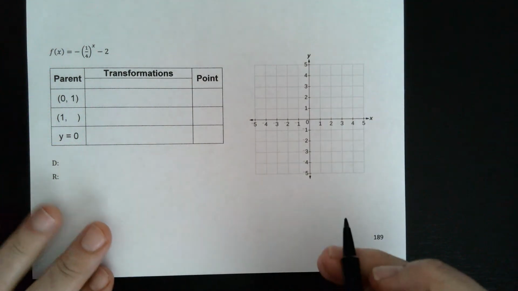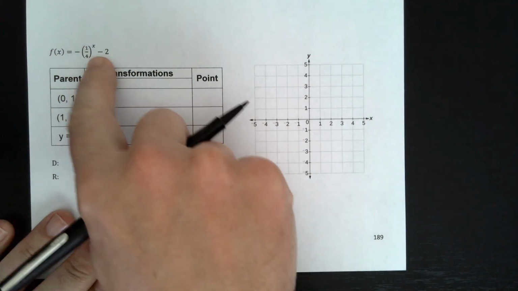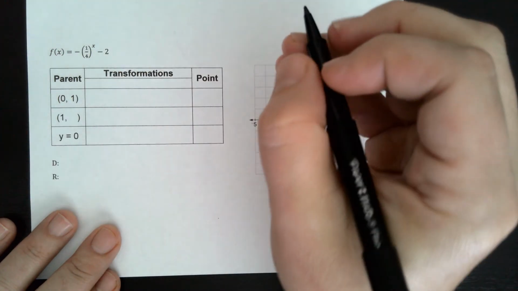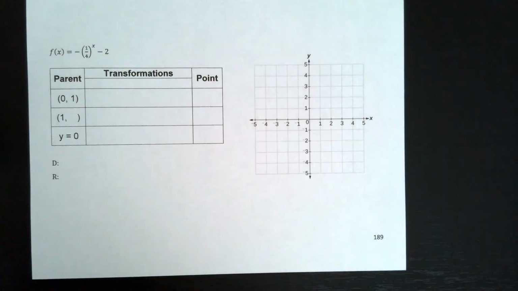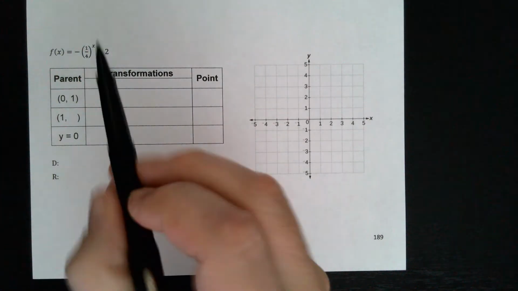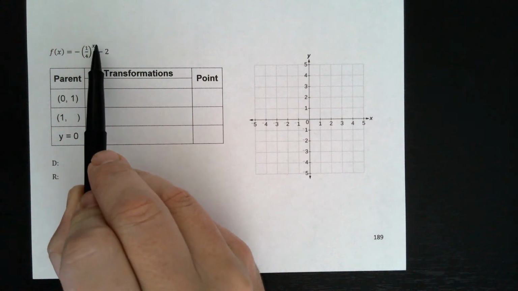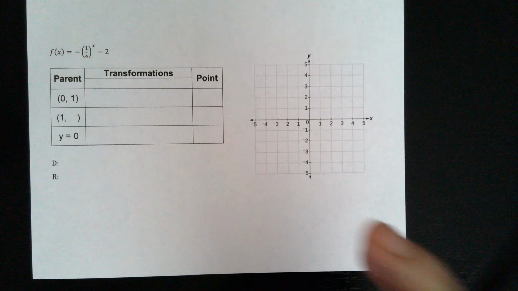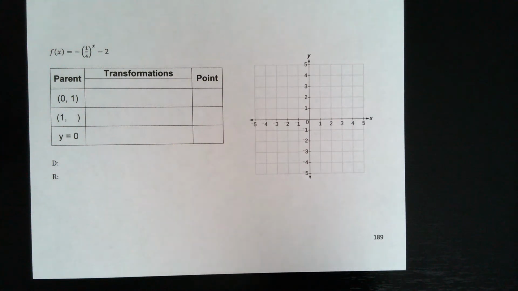So the most complicated one. The base parent function of this is just 1/4 to the x. Okay, so that's 0, 1. But the transformations are as such. First, we look to see if there are any horizontal shifts, and that would mean that this number would have a plus or a minus on it. It doesn't. The next thing is the stretching or shrinking.